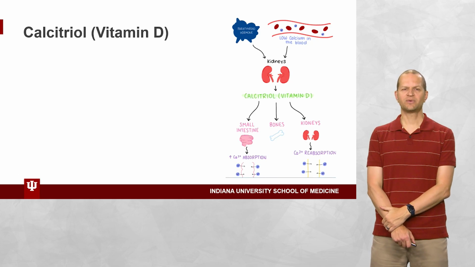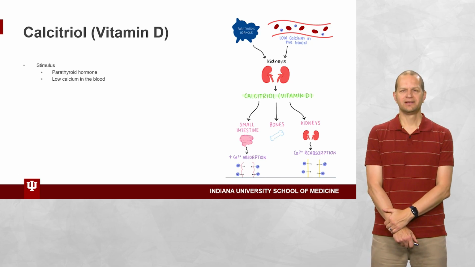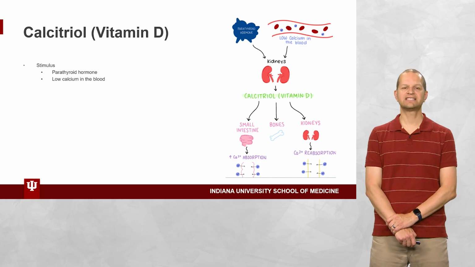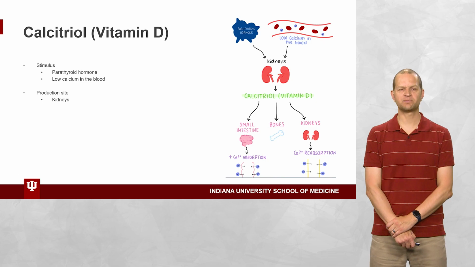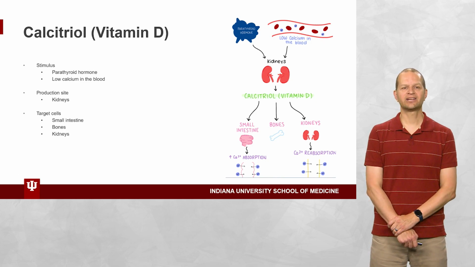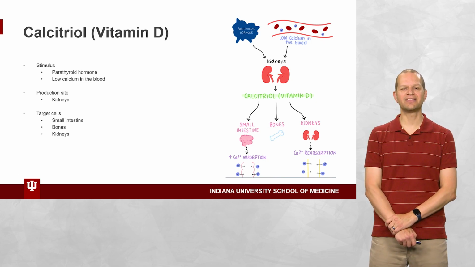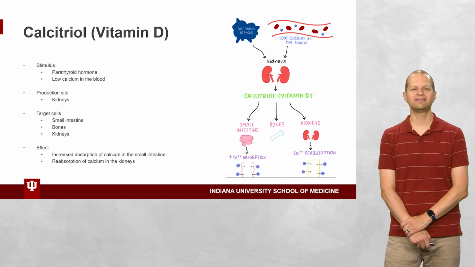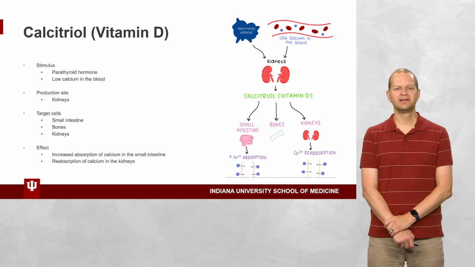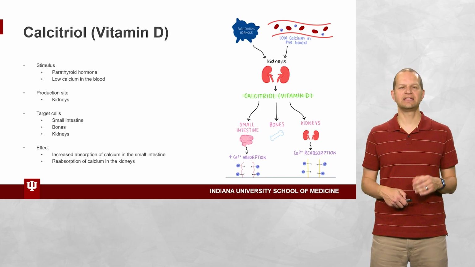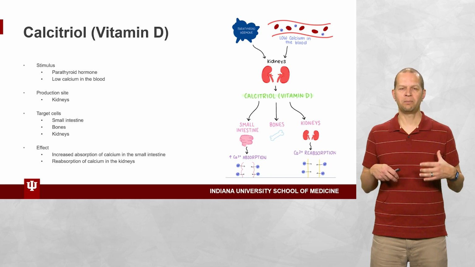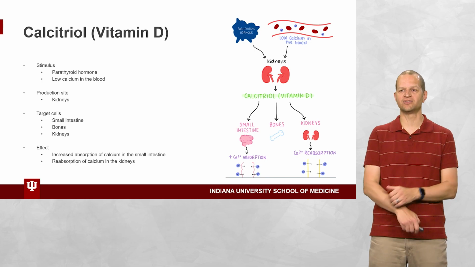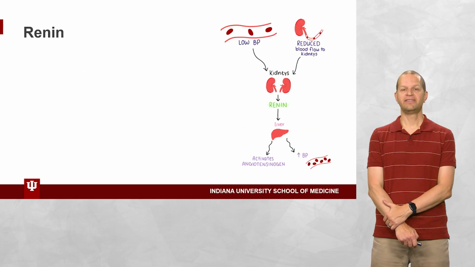Next, we've got calcitriol, or vitamin D. This is stimulated by the parathyroid hormone when we have low calcium in our bloodstream. This is produced in the kidneys as well, and it targets the small intestines, the bones, and the kidneys. Ultimately, we're increasing the absorption of calcium into the small intestine, and we're reabsorbing calcium in the kidneys. Basically, we're trying to get calcium from the kidneys and the small intestine back into the bloodstream. Then we've got renin.